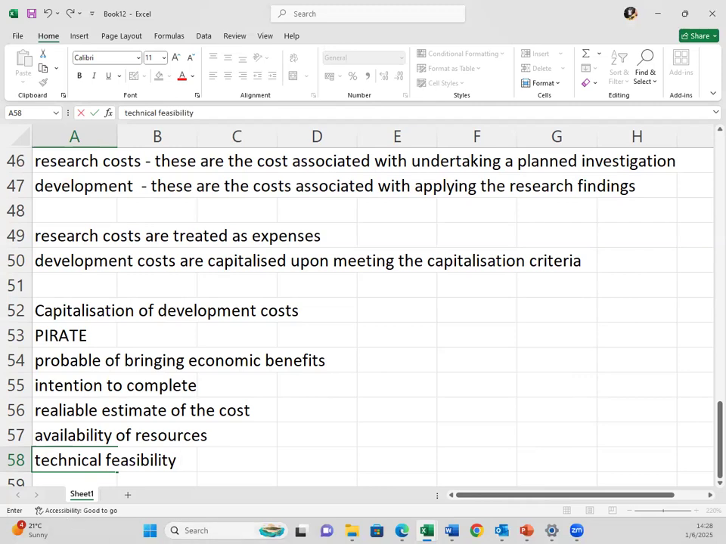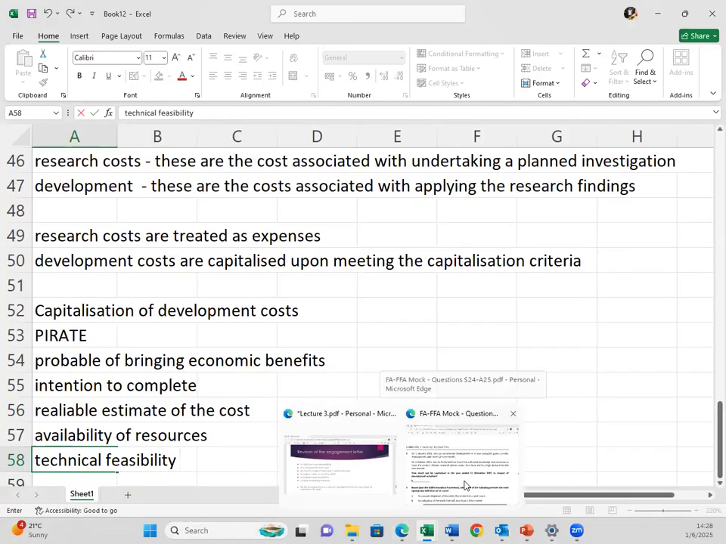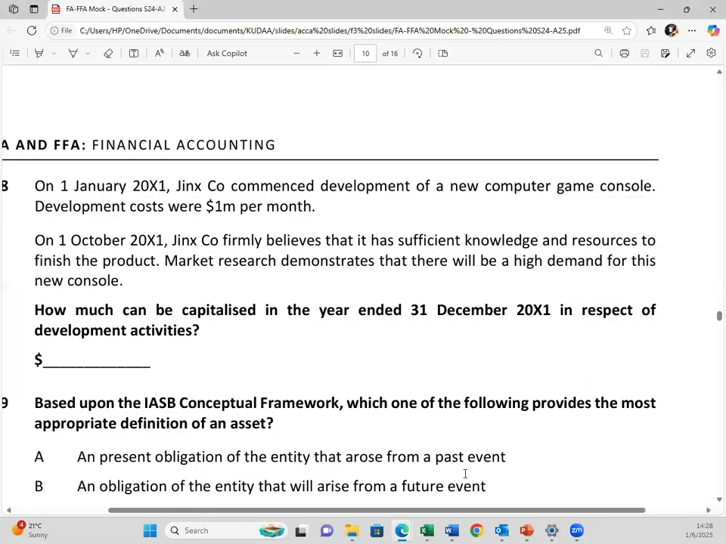So looking at the question in concern, let's check when we should start capitalizing the development costs. For the question in concern, 1 January, that's when we started development. But 1 October, that's when we had sufficient knowledge and resources. So before you have the resources, you don't capitalize. You treat the development costs as expenses. But from 1 October, now we had the resources. So from that time, we can now capitalize the development costs.